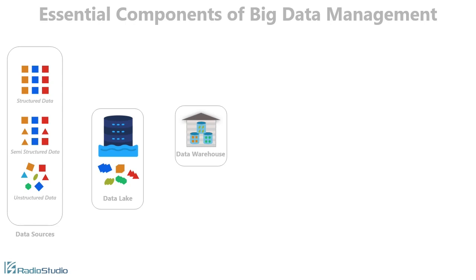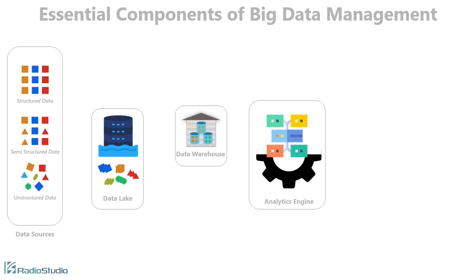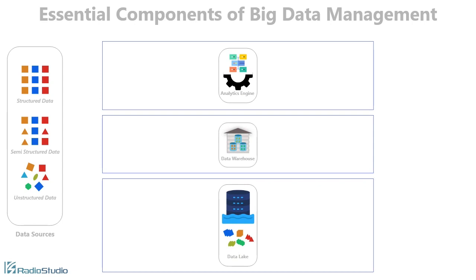The analytics engine is the most important component of a big data management system. It is where all the number crunching happens, which transforms the data into something that is insightful and easily consumable for business analysts. If we consider the stacking order, the data lake sits at the bottom, followed by the data warehouse and the analytics engine at the top.